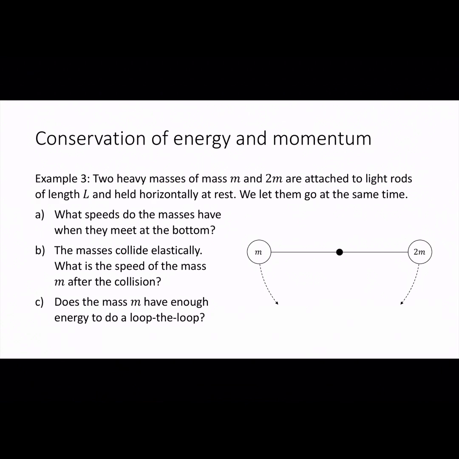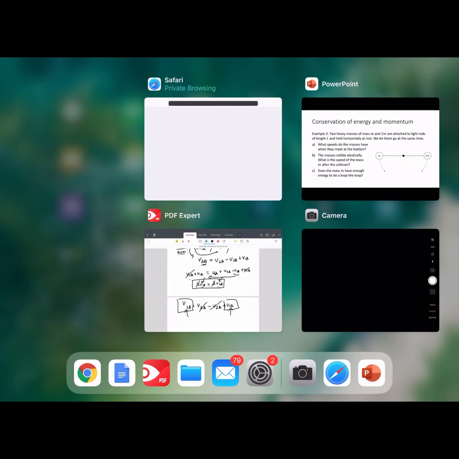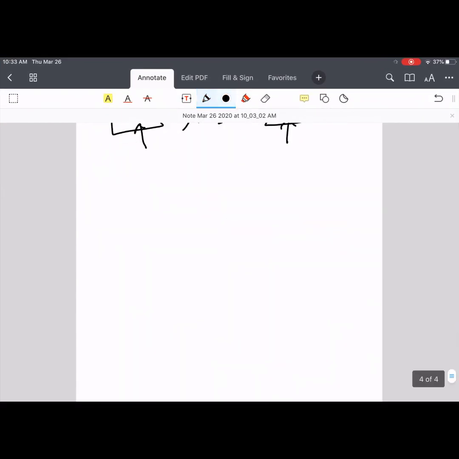Okie dokie. So here we go. I have two heavy masses attached to rods, and I want to solve for basically a few different processes. So this one's a little trickier, I'm not going to lie, but it's basically the same set of physics we've learned already, just applied in a slightly different manner. All right, so here we go. In this particular problem, there are a few different things happening.